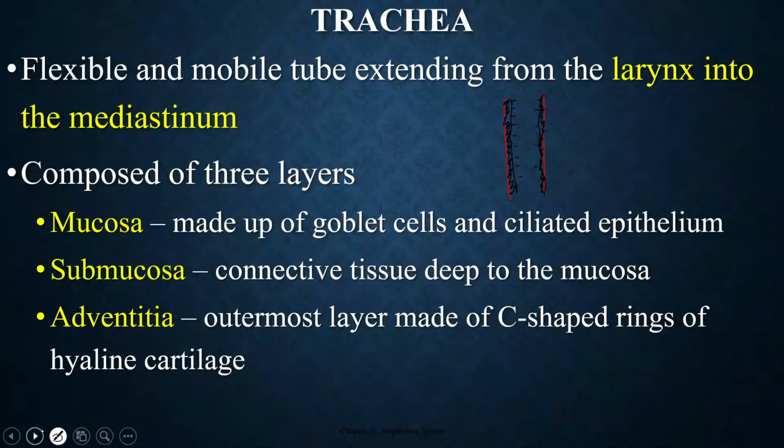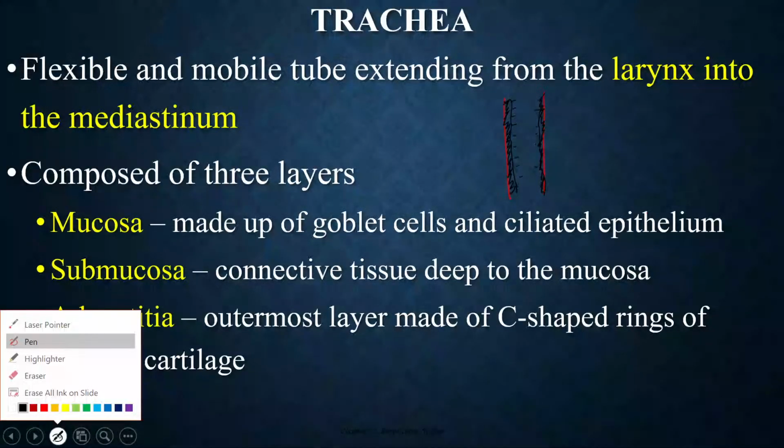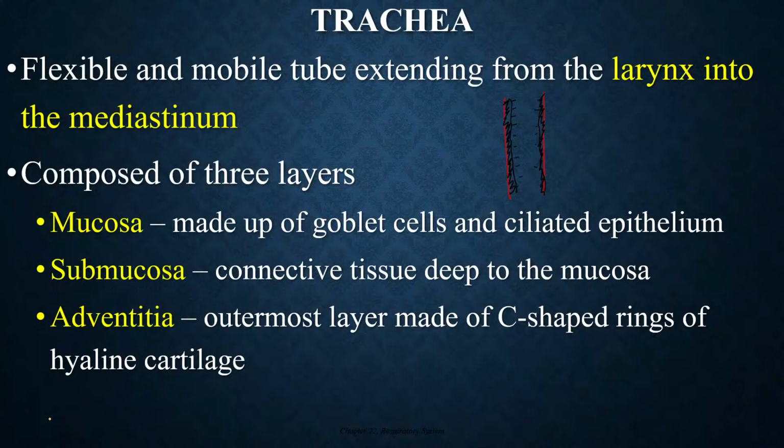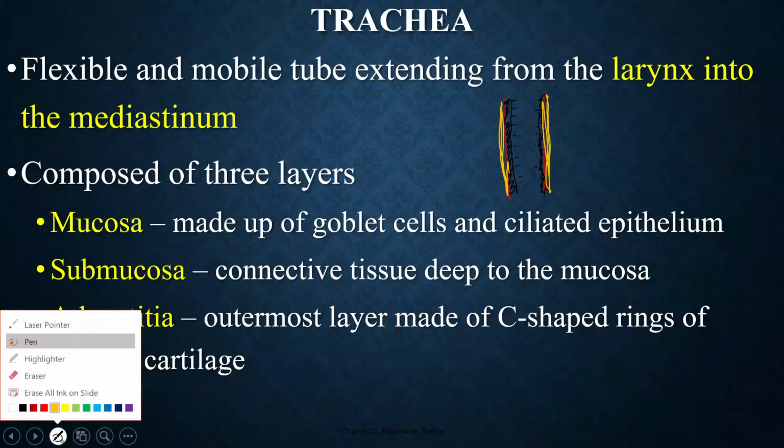And then the next layer, I'll draw the next layer in, let's see if orange will work. The next layer is the submucosa, just below the epithelial layer, a connective tissue. And then we have the adventitia, which is the outermost layer, and it is made up of C-shaped rings. So let me take that one. Let me try.